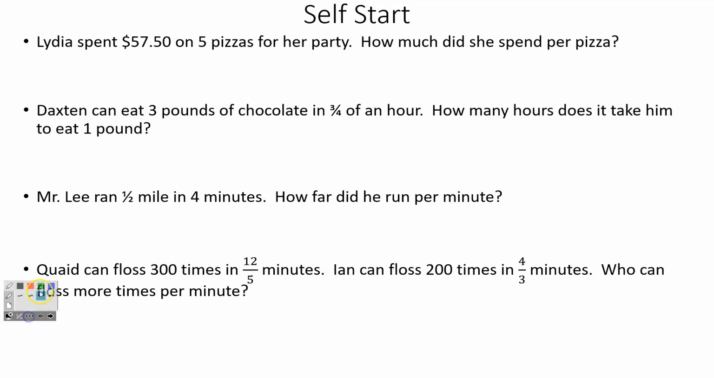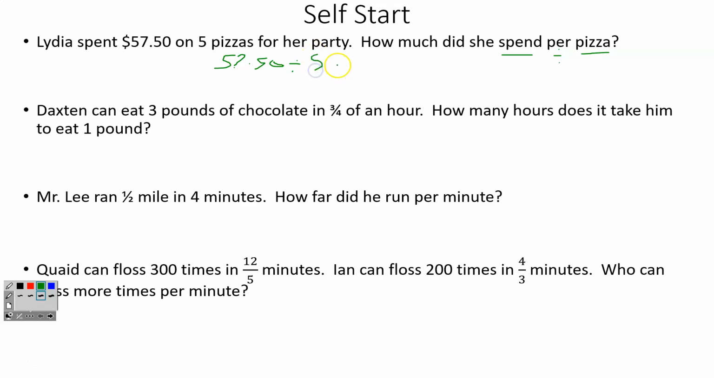So to start with our self-start, the first one says, Lydia spent $57.50 on 5 pizzas for her party. How much did she spend per pizza? So I'm looking at the wording because that's what we practiced yesterday. And I see spend, per means divide, and then pizza. So I'm going to type in my calculator what she spent first, 57.50. And I'm going to divide that by 5.